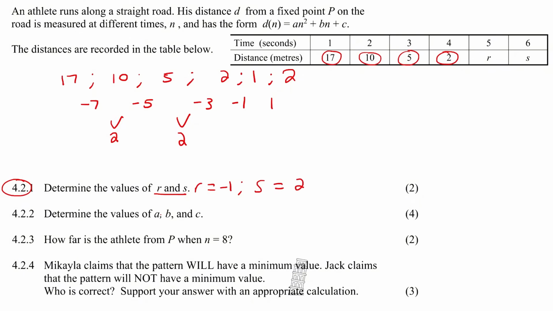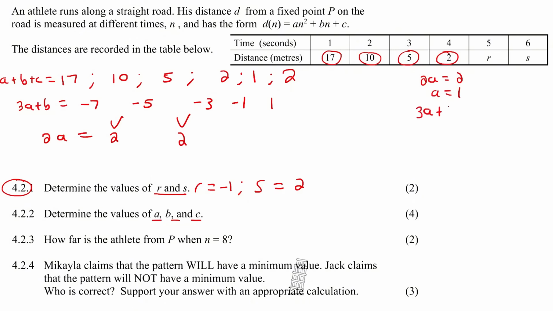Okay, and the next question says, determine the values of A, B, and C. So A, B, and C are here. So this is just a normal quadratic kind of question where we know that this is always equal to 2A. This is always 3A plus B. And then this part's always A plus B plus C. And so if we say 2A is equal to 2, then A must be 1.